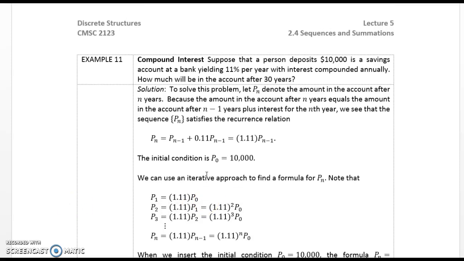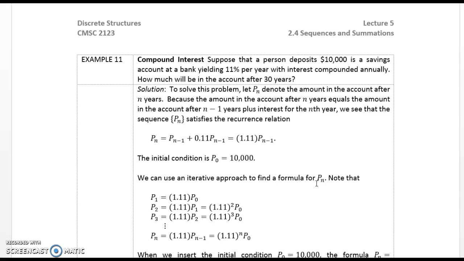We continue our lecture 5 on sequences and summations. Example 11, compound interest. Suppose that a person deposits $10,000 in his savings account at a bank yielding an impossibly rich 11% per year with interest compounding annually. How much will be in the account after 30 years?